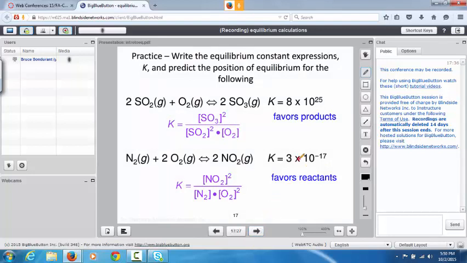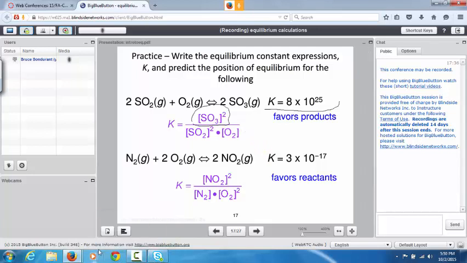And reactions can go very far toward products. The bigger the K, the bigger the amount of product compared to reactant. So in this case, K is 8 times 10 to the 25th, so almost 10 to the 26th power, which means when this reacts there is very little SO2 or O2, it's entirely SO3.